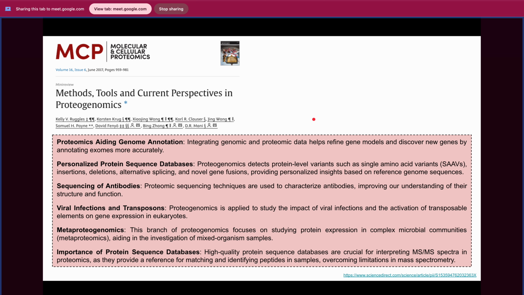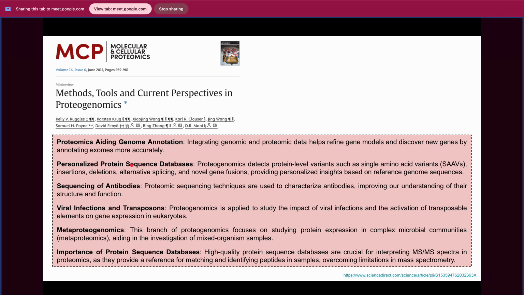I have also taken a mini review which was published in MCP, about the methods, tools, and current perspective in proteogenomics. This was by the Kelly Ruggles group. In the lectures also, she has already mentioned this again and again. I have taken one section from this mini review, dedicated to sequence-centric proteogenomics, in which they mention how proteomics helps to aid in genome annotations.